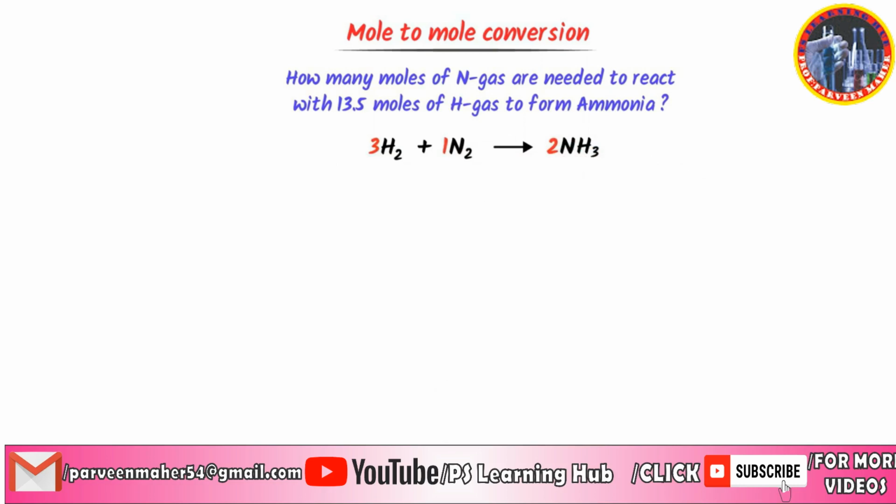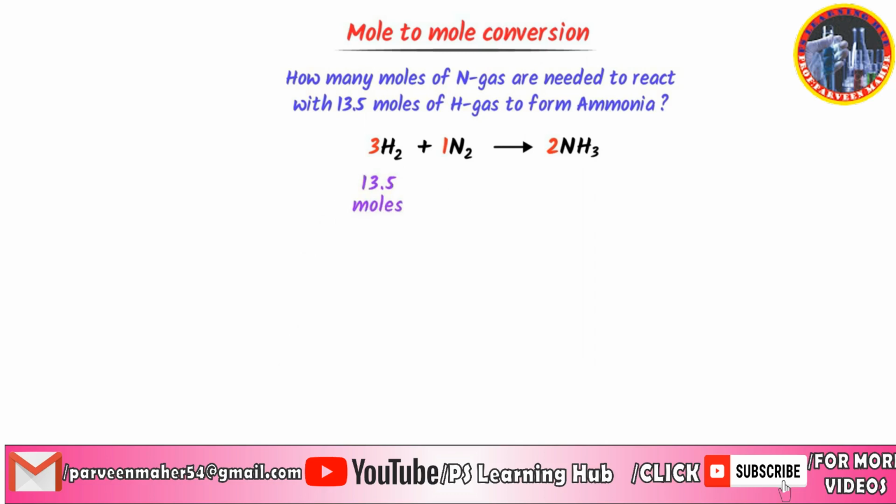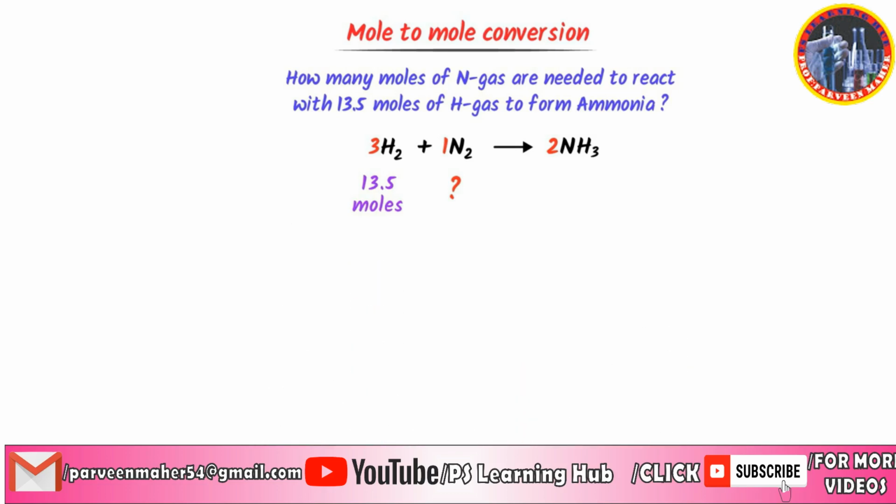Now according to the given statement, 13.5 moles of hydrogen gas is given. We need to find the number of moles of nitrogen gas. Although there are several ways to calculate it, I will teach you my way to calculate such types of questions. Firstly, I write the ratio of hydrogen to the ratio of nitrogen gas. We know that it is 3 to 1. Now listen carefully.